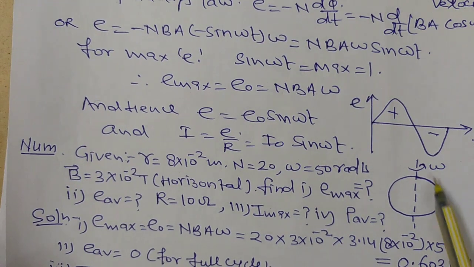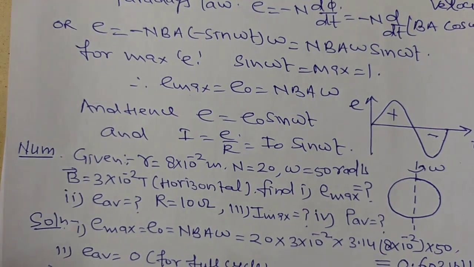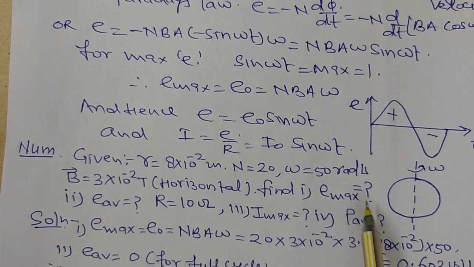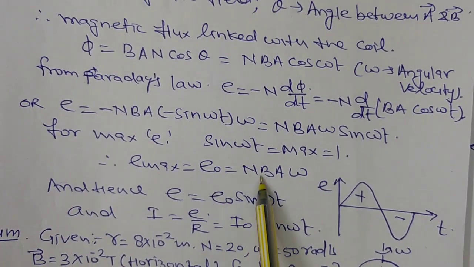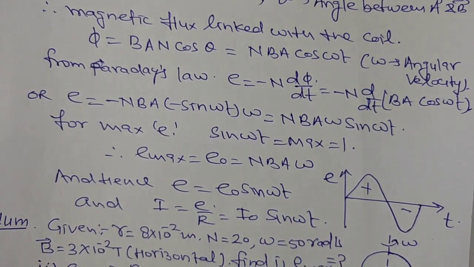Now, this circular coil rotates in a magnetic field which is horizontal, and hence when it rotates its flux changes. The flux linked with the coil changes, and hence induced EMF will be produced, and hence induced current will be produced in it. Now, first of all, we want to calculate the value of E max, and this we know that E max is equal to E naught. This E naught is NBAω, the maximum value of induced EMF.